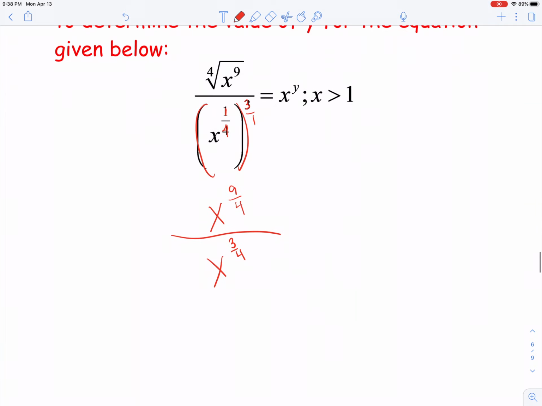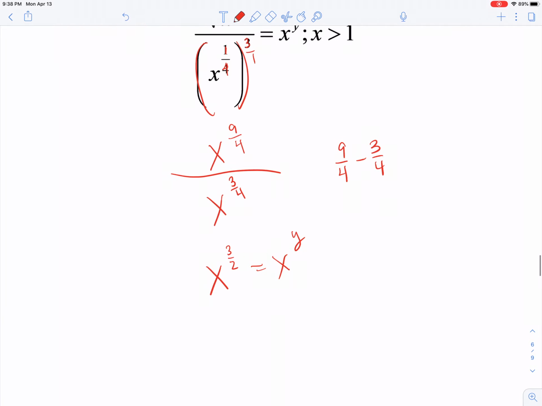So now I'm dividing powers with the same base. The base is going to stay the same when I'm dividing powers. What do we do with the exponents? We subtract them. Nice, already have common denominator, or you could put it into the calculator. I get 6 over 4, which if you put it in the calculator is going to simplify it to 3 over 2. And so if that's equal to x to the y power, then we know that y is equal to 3 over 2. And that's what the question asked for.